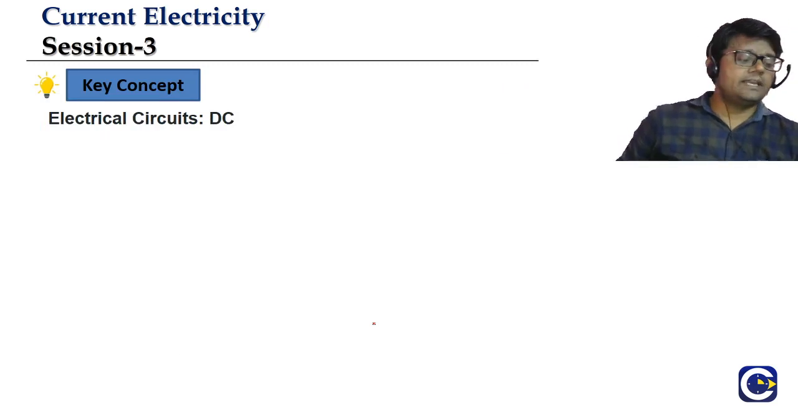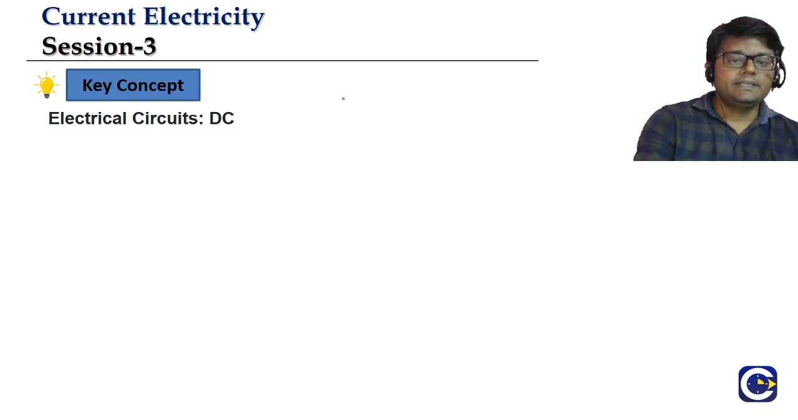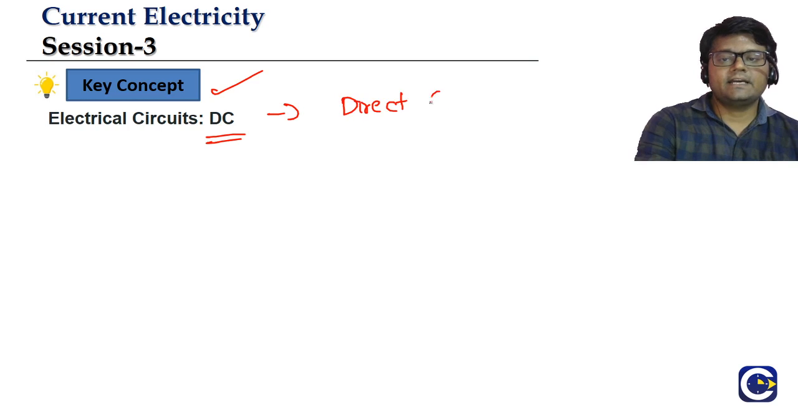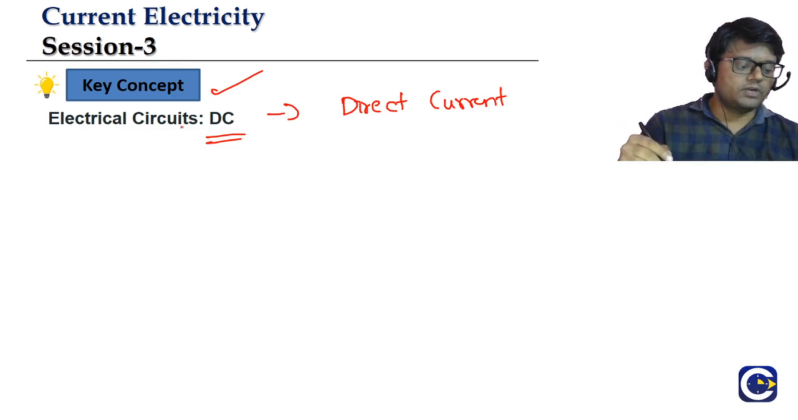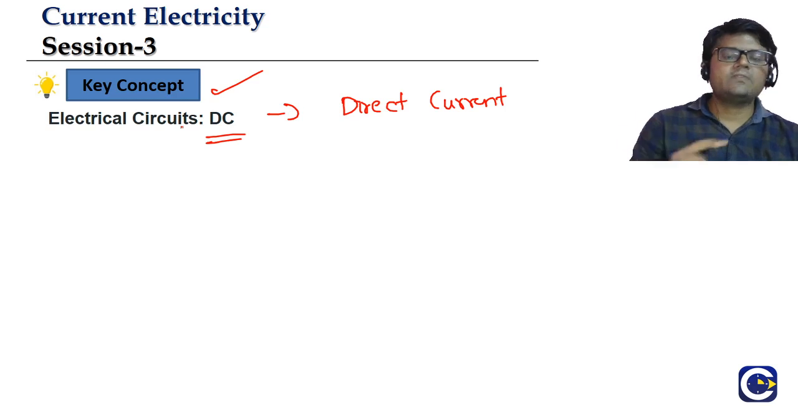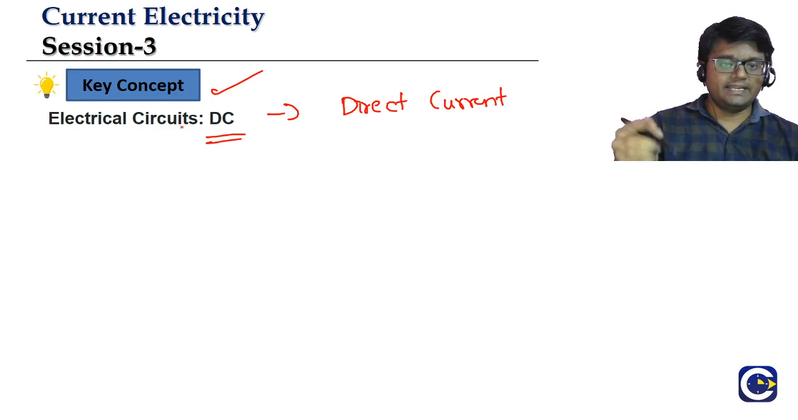The next segment that we are getting into is this important area of electrical circuits in DC. DC basically stands for direct current. In this entire chapter of current electricity, we are going to be talking about direct current. If you have current flowing in one particular direction, that is what we call direct current. And we'll have one more chapter in +2 called alternating current, where the current keeps changing direction.